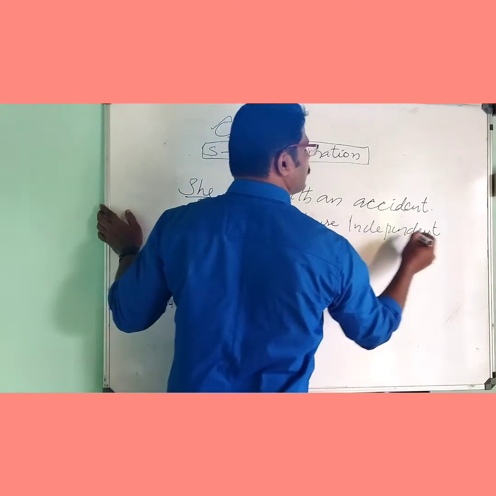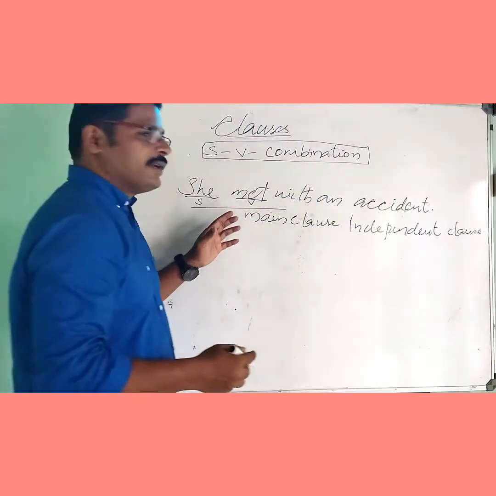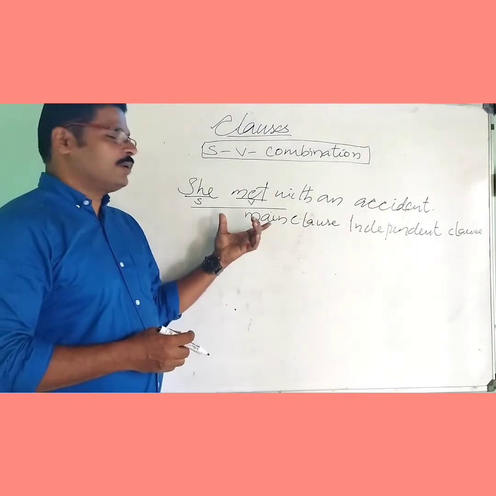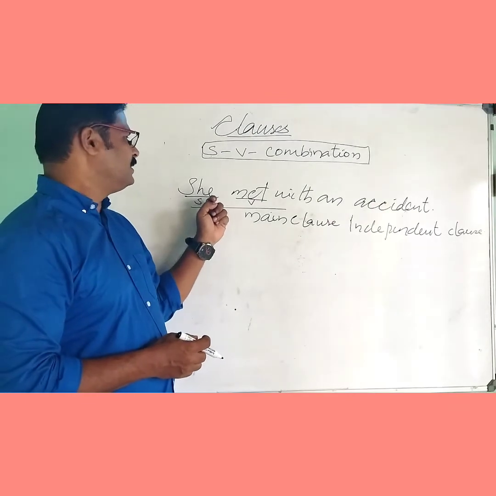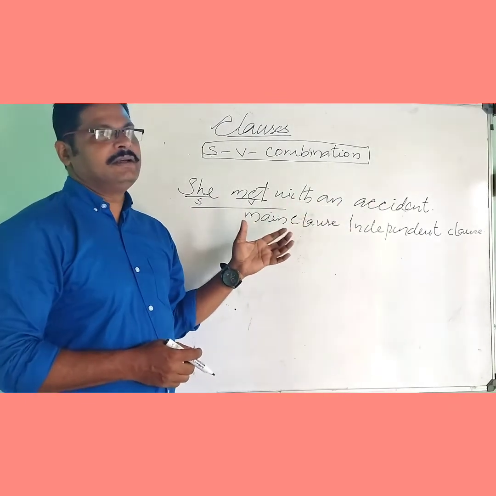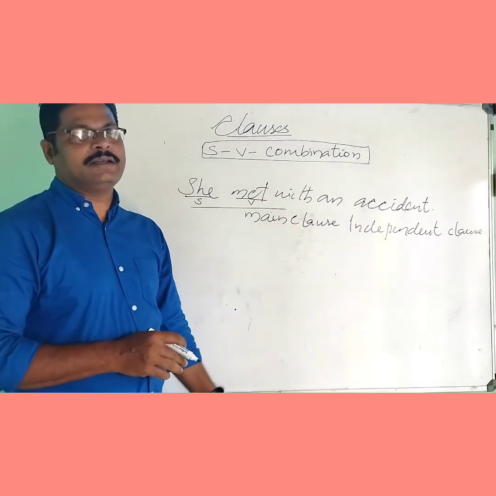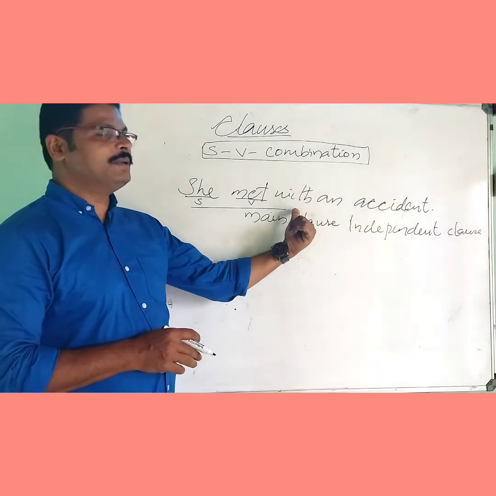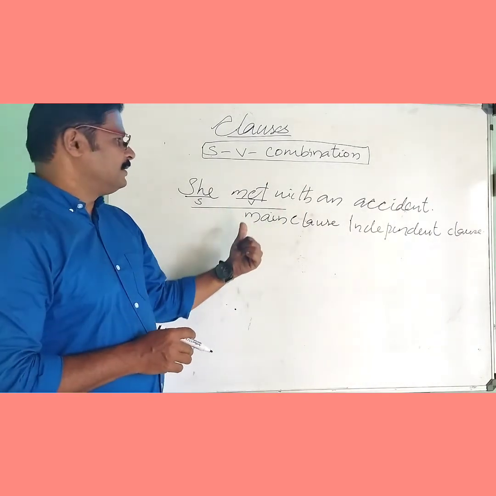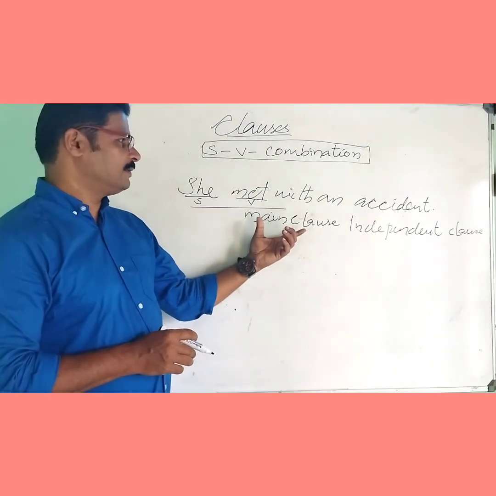Independent clause. So a main clause or an independent clause is a full meaningful sentence. Here when we say she met with an accident, everybody understands what it means. She met with an accident. Nothing more needs to be said to understand what happened. So this is a main clause, and there is only one clause in it.